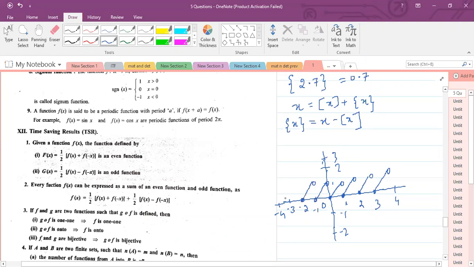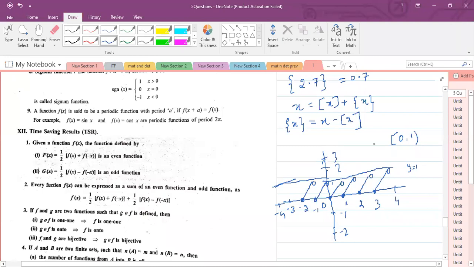Okay. So this is one line. Since it is parallel to the x-axis, we can write this line as y = 1. Therefore, you can clearly observe the graph always lies between the closed interval 0 and the open interval 1.